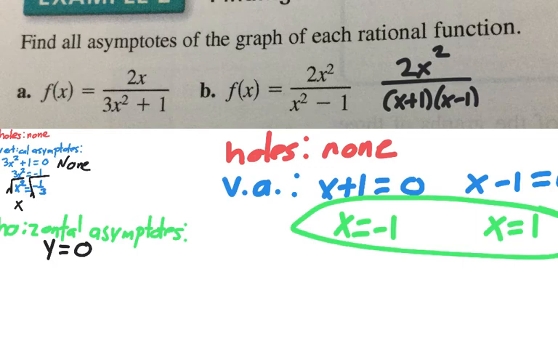All right, last, we're going to be looking at horizontal asymptotes. I'm just going to abbreviate HA.